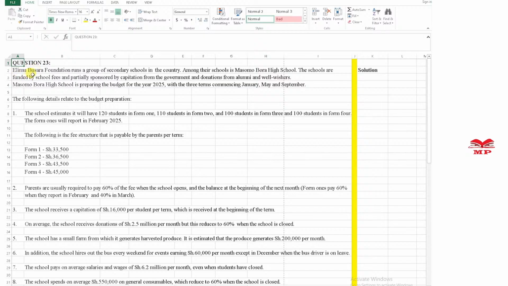Elimu Bazaar Foundation runs a group of secondary schools in the country. Among their schools is Masomo Bora High School. The schools are funded by school fees and partially sponsored by capitation from the government and donations from alumni and well-wishers. Masomo Bora High School is preparing the budget for the year 2025 with 3 terms commencing January, May, and September. The following details relate to the budget preparation.